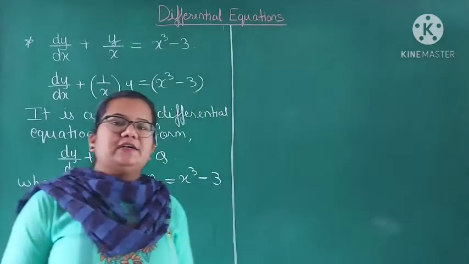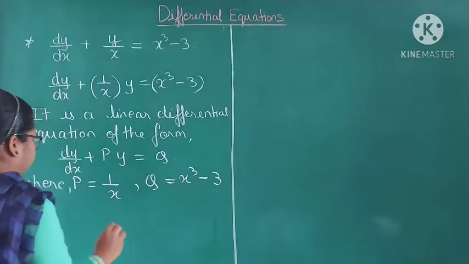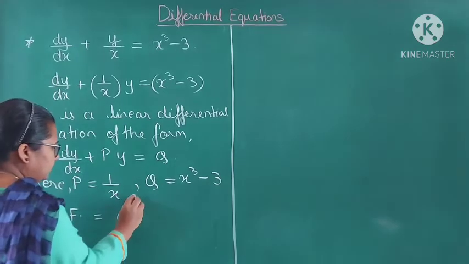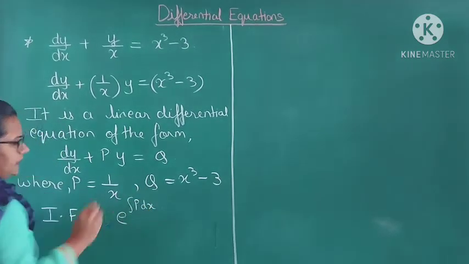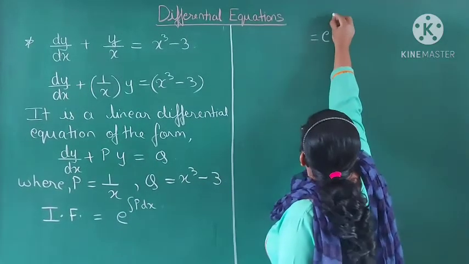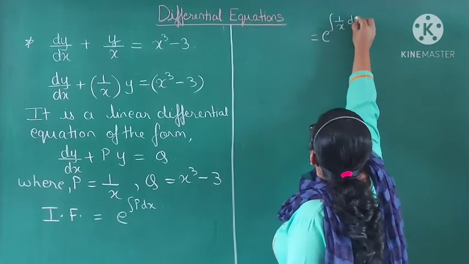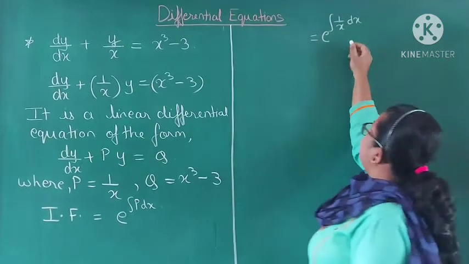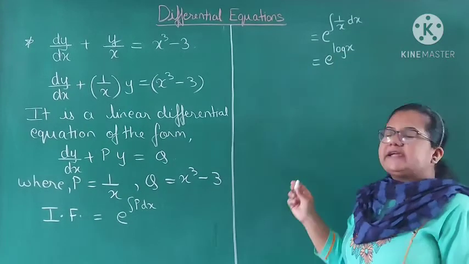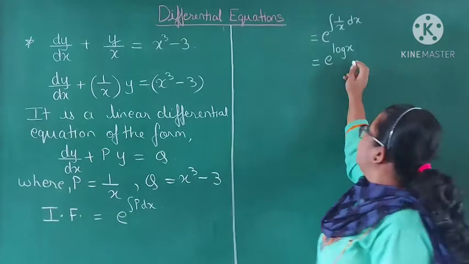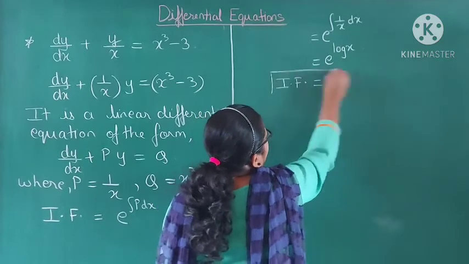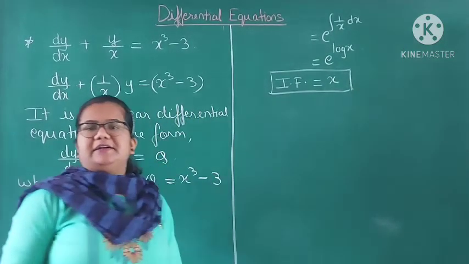Our next step is to find the integrating factor. So integrating factor, I am writing in short form, is equal to e raised to integration of p dx. So this is equal to e raised to integration of 1 upon x dx. What is integration of 1 upon x? It is equal to log x. And what is e raised to log of x? We all know it is equal to x. So your integrating factor is equal to x. Yes, you get the integrating factor.